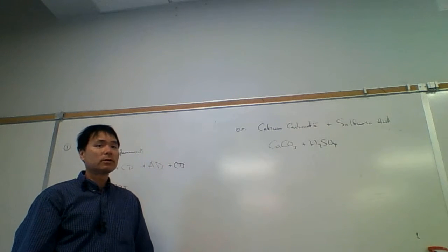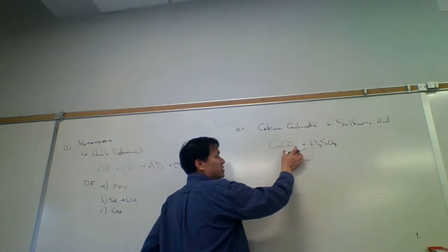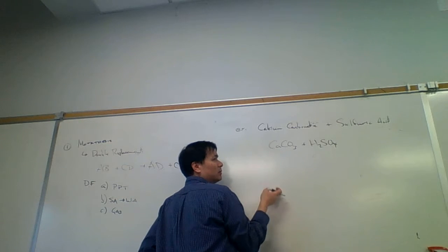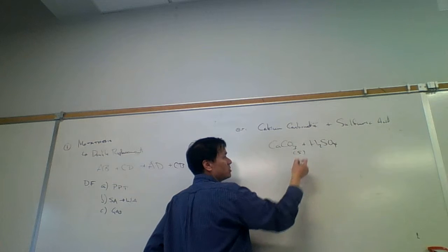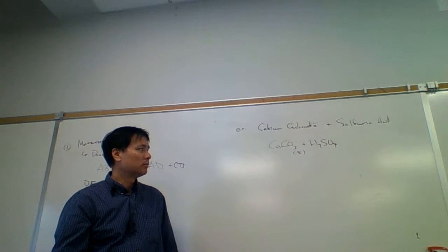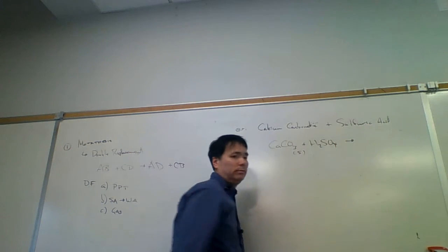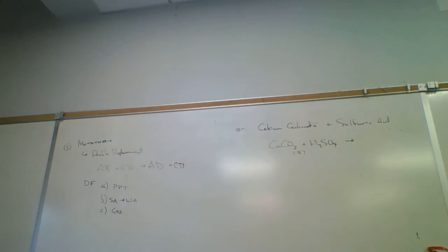What's the state for calcium carbonate? Carbonates are insoluble except for group 1 and ammonium. This is not a group 1. Group 1 would be sodium, lithium, potassium. Ammonium is NH4, so neither of those. So this is insoluble, it's a solid. Sulfuric acid is soluble. Hydrogen's in group 1. Not all acids are soluble, however. This one is.